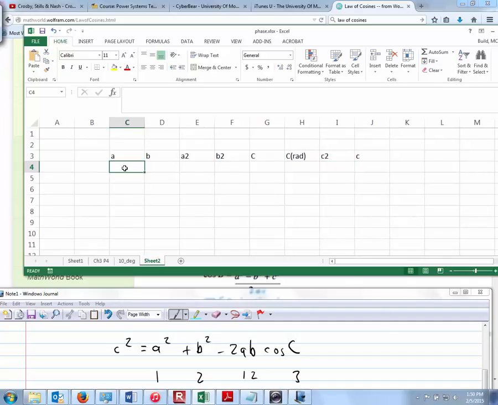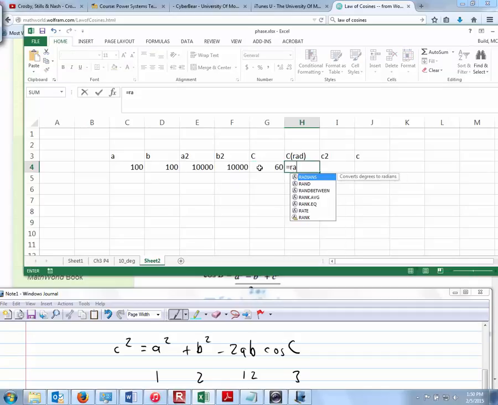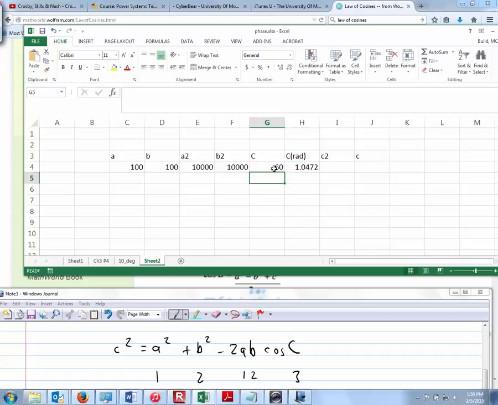So A is 100, B is 100, A squared equals that times itself. So I just clicked on the cell. B squared equals that times itself. C is equal to 60. C in radians equals radians. There's the function I was looking for before. Radians of C.